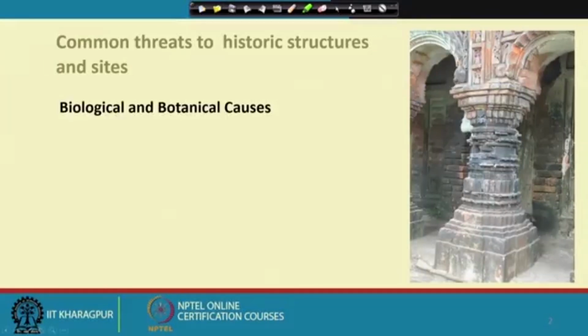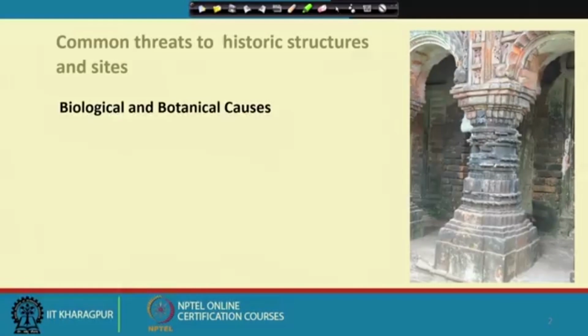If you can see this beautiful structure, a small temple near Bishnupur in West Bengal. It's a terracotta temple. All the carvings and other things are more or less intact, but it looks very dark, and there are several reasons for that, which apparently is not only cleaning, but far more other causes which are contributing to this look of this temple.